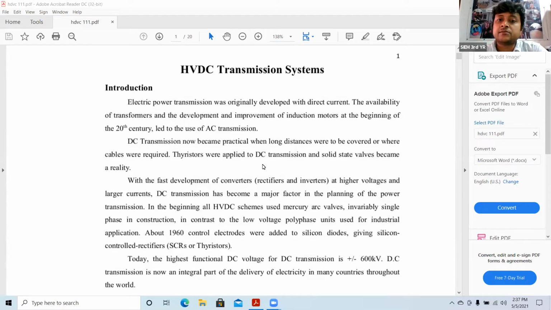Thyristors were applied to DC transmission. Sometimes we are using transistors. So thyristors were applied to DC transmission, and solid state valves became a reality.